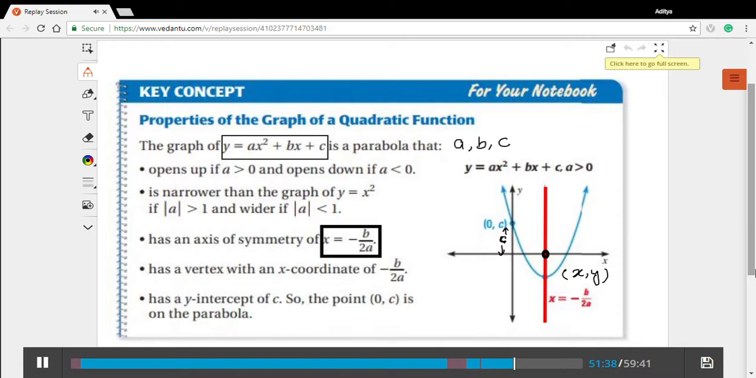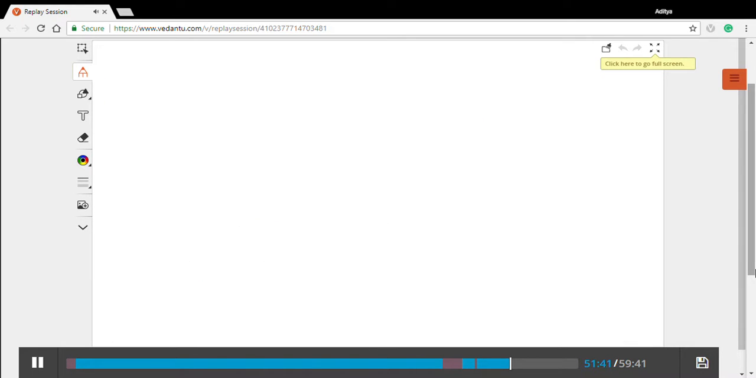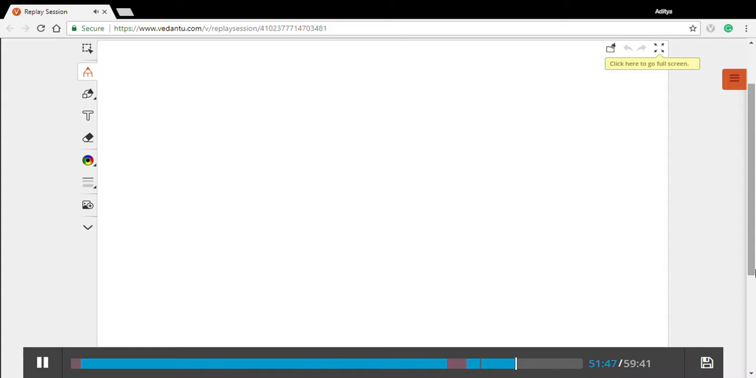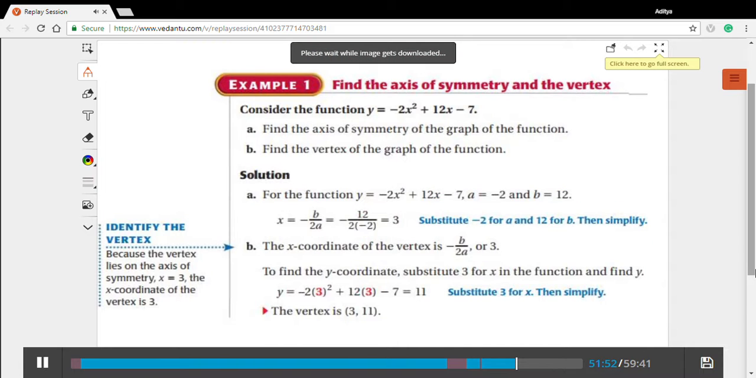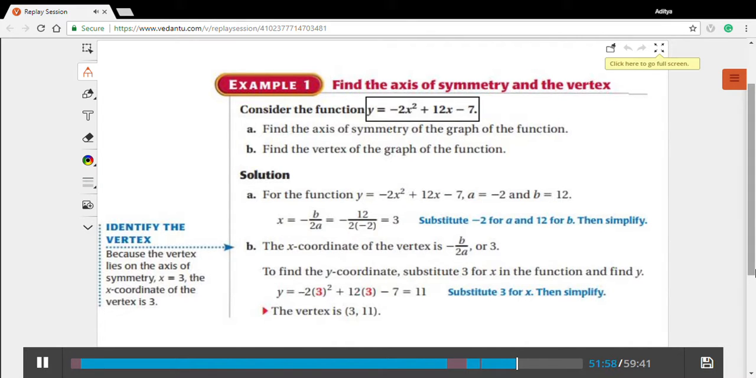I'll show you an example now. I have an image of an example as well. We can get its axis of symmetry and the vertex and all. Look at the equation they have given. It says consider the function, which is obviously a quadratic function, and it has this standard form at the right end. First of all, you compare it with y equals ax squared plus bx plus c. So you will get the three values that I'll write over here. a is -2, b is +12, and c is just -7.